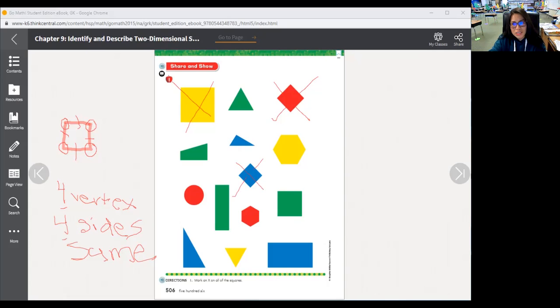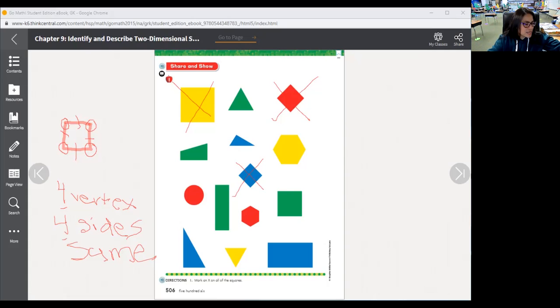I know some of these are a little tricky. But we gotta really look at it and say, do the sides look the same? Yes, it does. Even though the shape has moved a different way, do the sides look the same? Yes, it does. Does it have 4 vertex? Yes, it does. Does it have 4 sides? Heck yeah, it does, right? So that means that it is a square because it has all the things that a square is supposed to have. Thank you, Maggie.